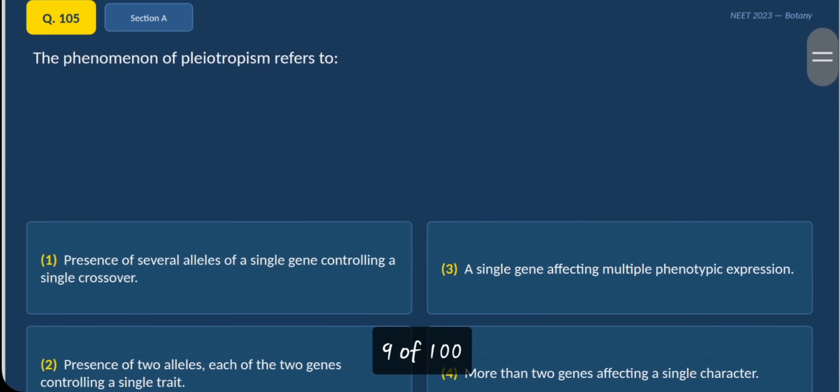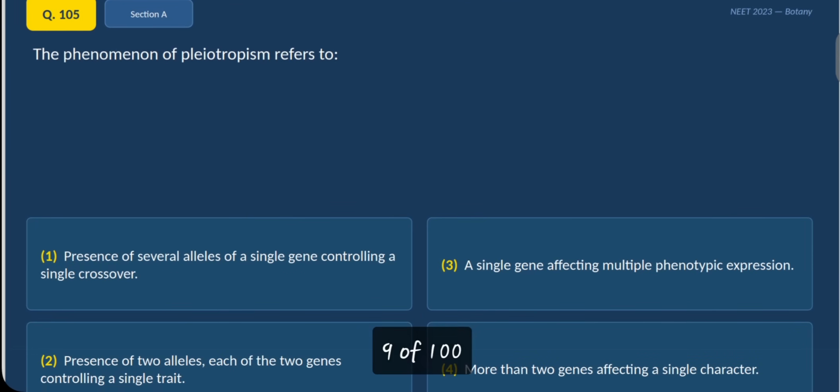The phenomenon of pleiotropism. So one gene, many characters, like starch granule, the size of the granule and the texture of the granule, both of them are determined by a single gene. So one gene having many phenotypic attributes. So pleiotropism, that is what it refers to. Presence of several alleles of a single gene controlling a single crossover, that is wrong. A single gene affecting multiple phenotypic expression, this is correct. So the third one is the correct option.